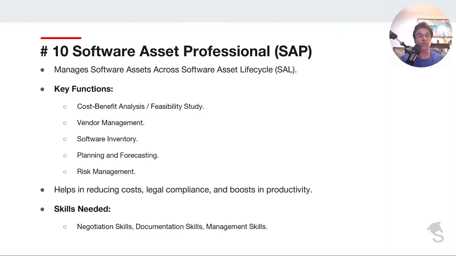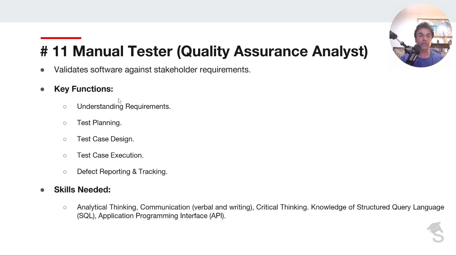And now let's go to number 11, which is manual tester, quality assurance analyst. A manual tester is a role in a software development team where they are responsible for validating the software against the stakeholder requirements. Meaning, a manual tester is going to verify whether the software is functioning as per the requirements. Now, their main goal is to find the defects and bugs in the software. A defect or a bug is when a software is not functioning as per the requirements.